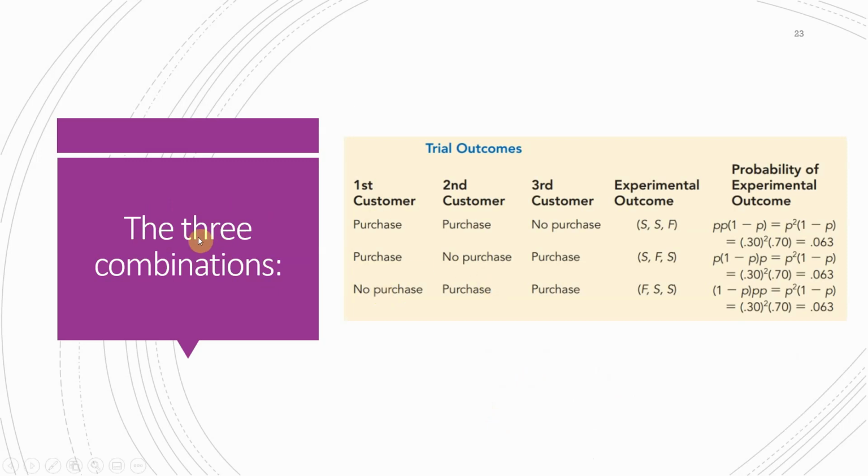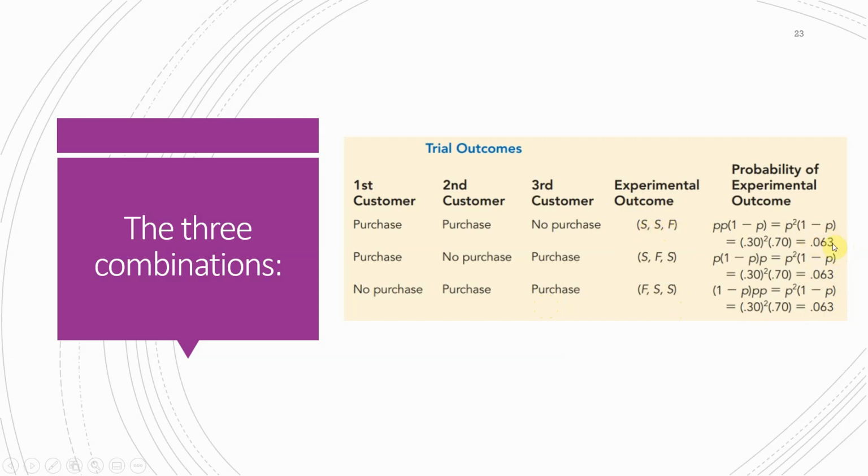Remember, there are 3 possible combinations. First person makes a purchase, second makes a purchase, the third one doesn't. In the second combination, the first person makes a purchase, the second one doesn't, the third one does. And in the last, the first person doesn't make a purchase, and the second and the third do. Here's the outcome, and here's the probability. Notice that they're the exact same, 0.063 in every case. That makes sense because remember, with combinations, order does not matter. It doesn't matter in which order the successes and failures happen.